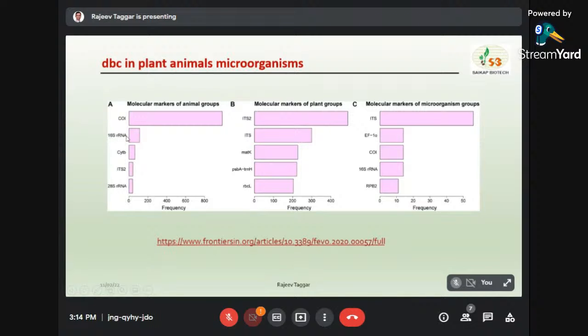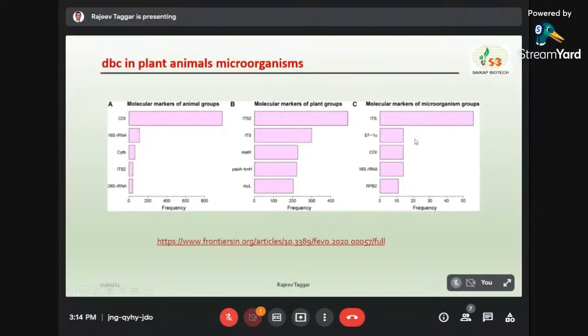Similar, then 16S rRNA is used, cytochrome B is used, ITS2 is used, same as in plants, and then 28S rRNA. So the barcodes are different, but then ITS is present in both plants and animals. So the barcodes become different.